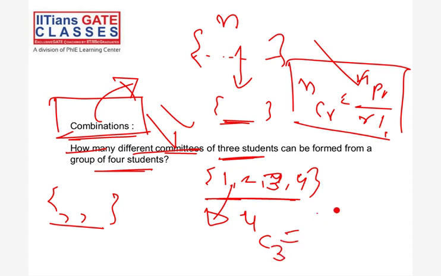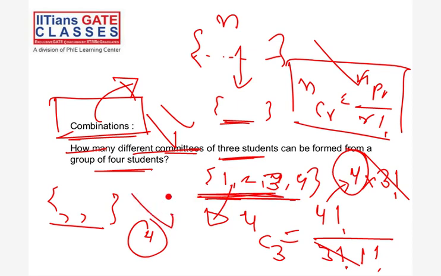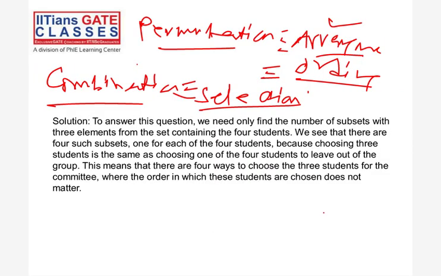And what will be 4C3? We have already seen the formula for nCr. So this will be 4 factorial divided by 3 factorial times 1 factorial. 4 factorial is nothing but 4 multiplied by 3 factorial, right? Now you can just cancel and the final answer will be 4. So there are 4 ways to form a committee of 3 students from a set of 4 students. Hopefully this combination is clear. Basically this is the derivation of this formula.